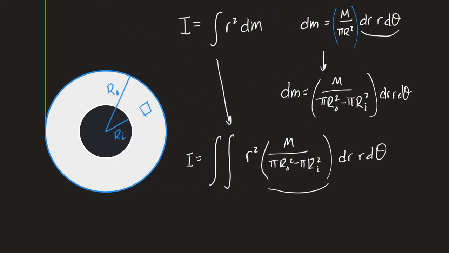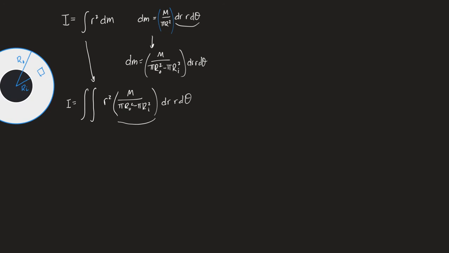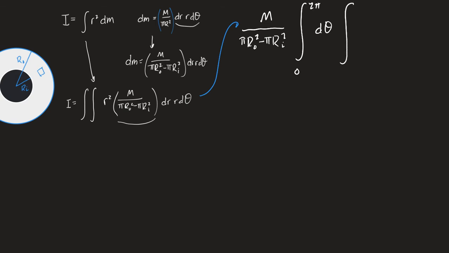So I'm just going to move all of this around a little bit, give myself a little more space, and then I will get this. I'm going to take the M over pi r outer squared minus pi r inner squared. And the first integral, I'm going to do just d theta, 0 to 2 pi. And the second integral will be that r cubed dr. Collected all the terms. And this one is going to be different than what we did for a disk.